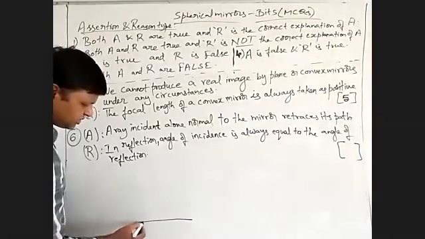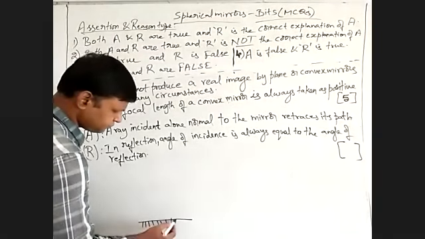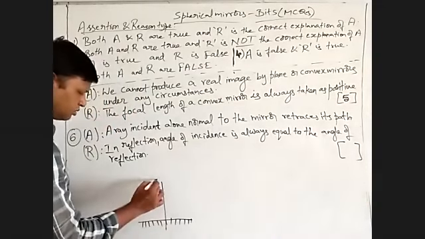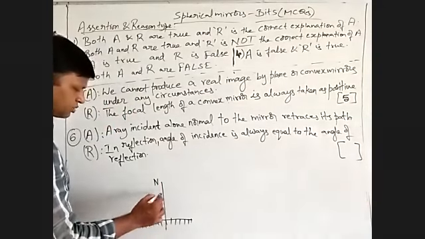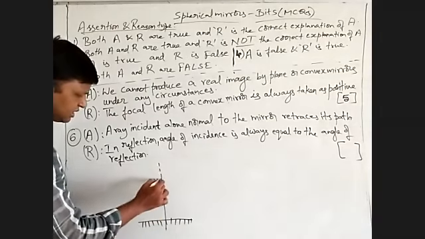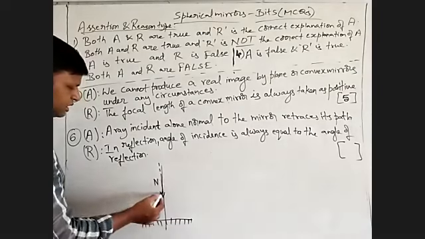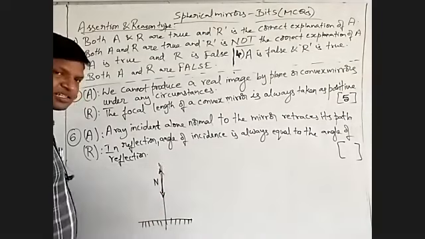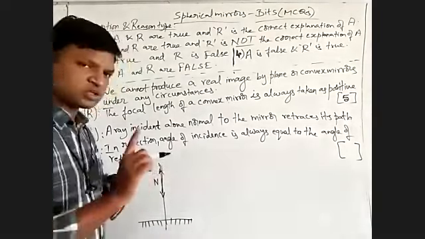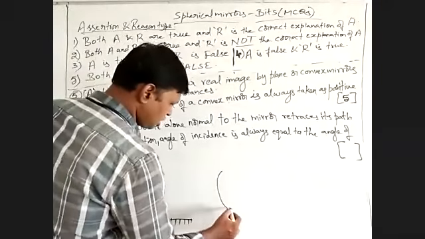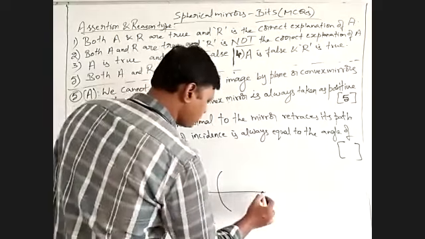So, suppose this is a plane mirror, and this is the normal. For a ray that is incident along the normal, there is no deviation. It will once again retrace the same path. For normal incidence, no deviation. Now, let us see the curved mirror case.